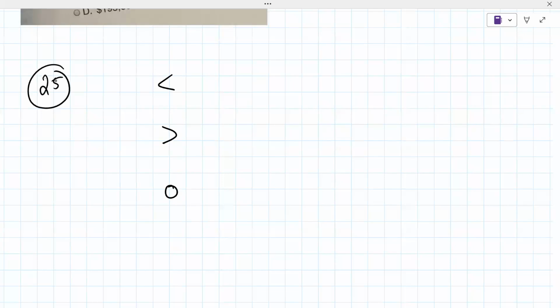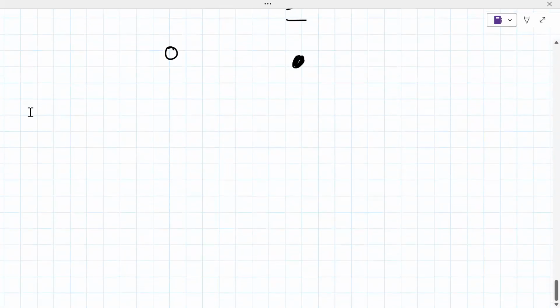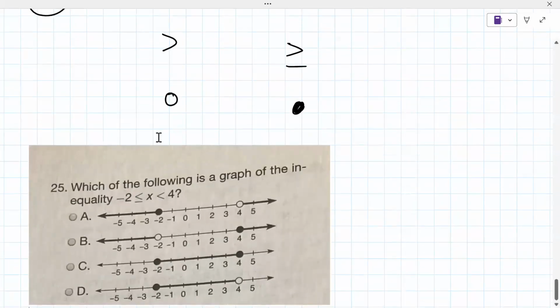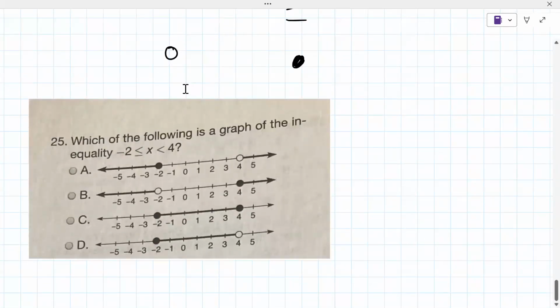All right. I should give you a little bit of information before we do 25. So this symbol and this symbol go with the open circle. This symbol and this symbol go with the filled in circle. Do you remember seeing that before? Never seen this before. Okay, so maybe we never covered it. I remember us covering just the regular inequality stuff, but the circles never came up.